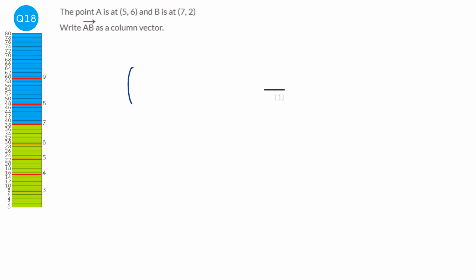We know that vectors are written as the amount right at the top and the amount up we go at the bottom. So looking just at the x coordinates, we've gone from 5 to 7, so we've gone right 2. Looking at the y coordinates, we've gone from 6 down to 2, so we've actually gone down 4, so it's going to be minus 4.